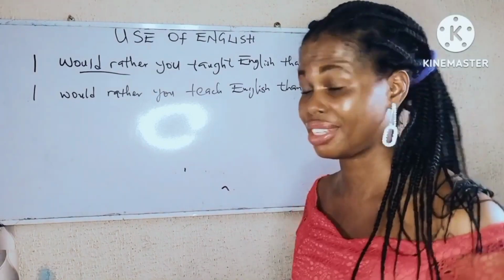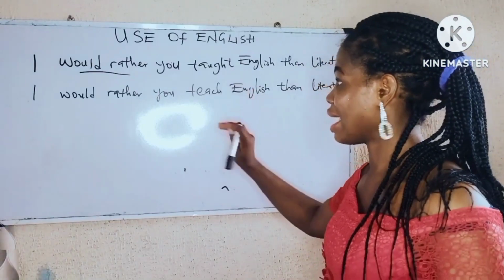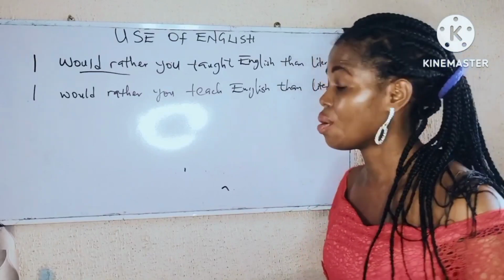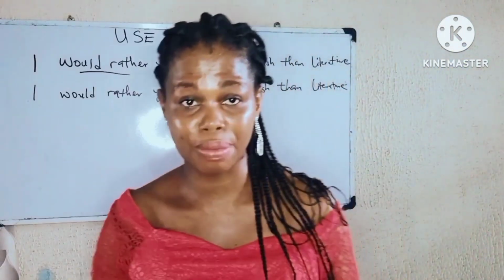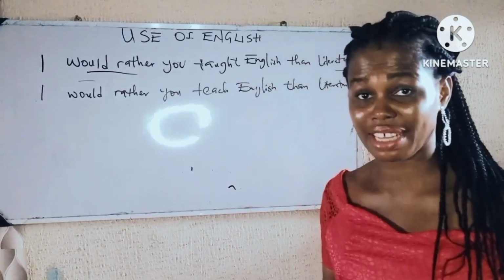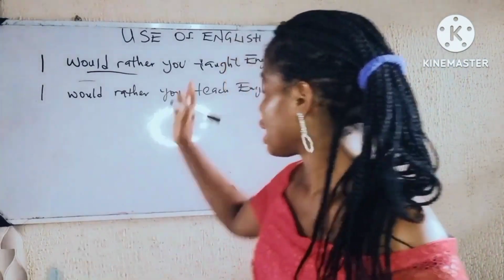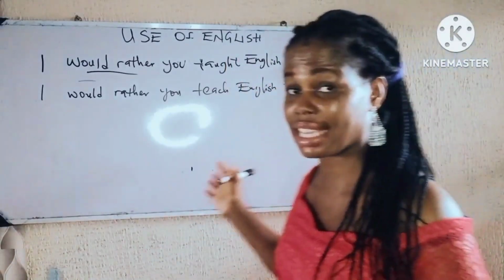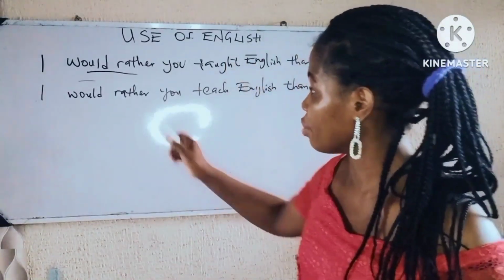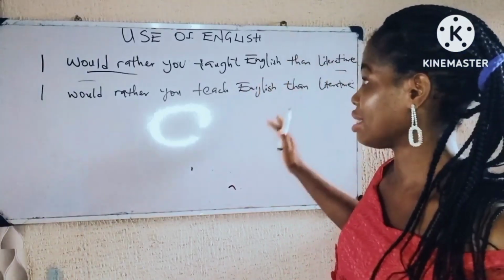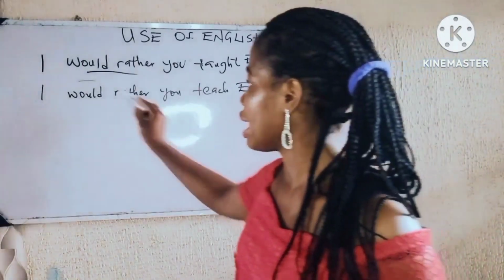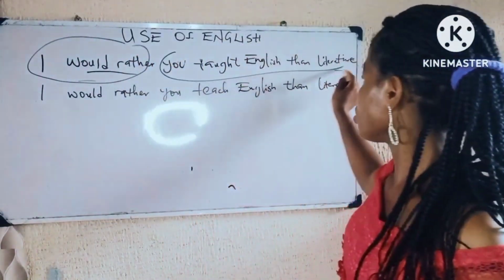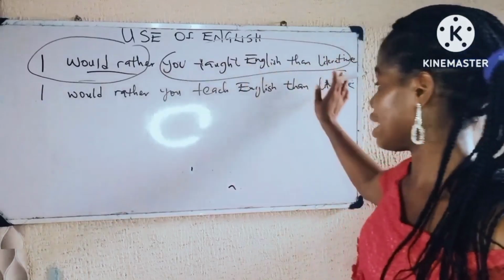Like I said, you're going to learn when to use the past tense in a sentence that contains would rather, and when to use the present tense. And it's very simple. A sentence that contains would rather will always have two parts. The first part will contain would rather, and the second part will express the preference. I would rather you taught English than literature. The first part is I would rather, and the second part is you taught English than literature.